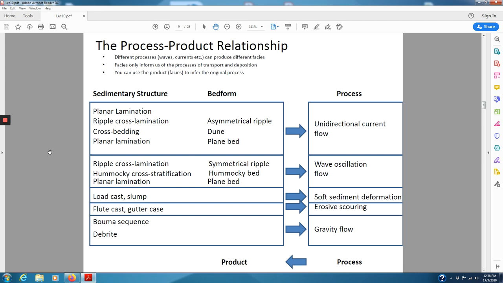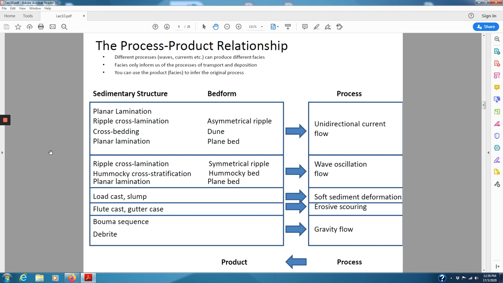So in the previous class, we looked at the different types of bed forms and other sedimentary structures that can develop due to different processes, right? And we even did a practical experiment, tried to form ripples in our small flume tank upstairs, right? So yeah, we understand that different processes, waves or unidirectional currents or gravity flows, can produce different facies, different types of deposits. And if you know the facies, you can interpret the process that formed it, right? You can use the product, the facies itself, to infer the original process.